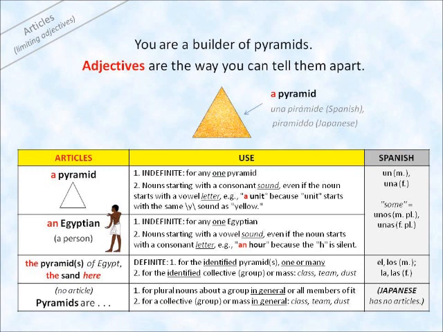The pyramids of Egypt. The sand here. The is a definite article, and it is used with identified individuals or identified groups. Pyramids are fantastic. Pyramids are great. Sometimes we don't use any article, and this is with plural nouns about a group in general.